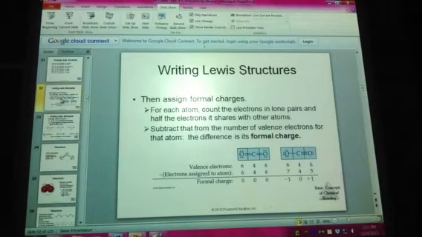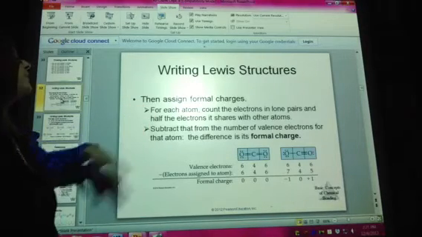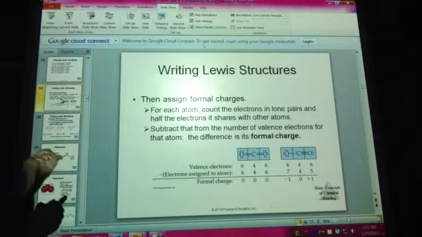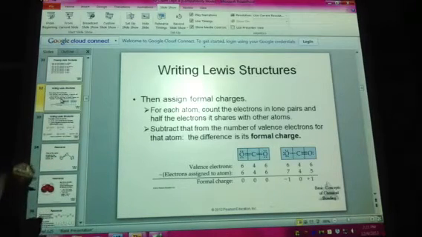When we do formal charges, we want to count the electrons in lone pairs and half the electrons that it shares with other atoms, like when it's in a bond. And then we're subtracting that from the number of valence electrons.